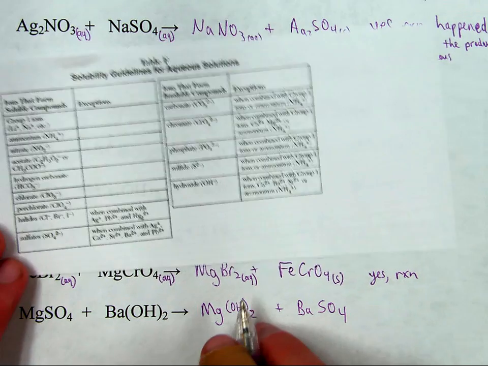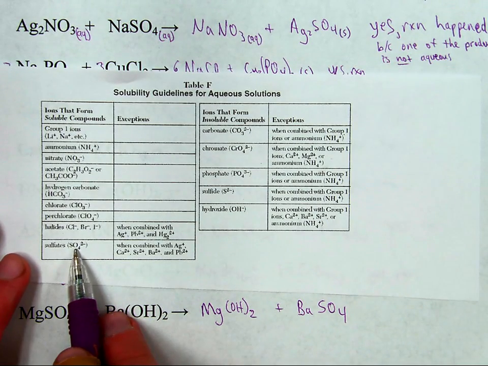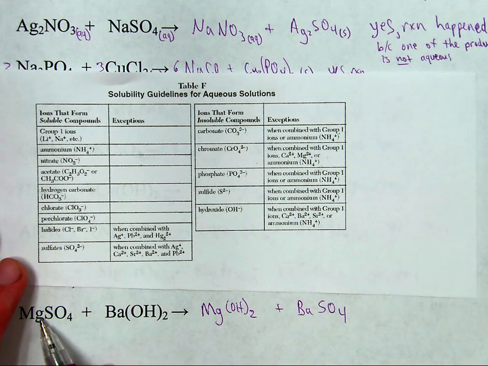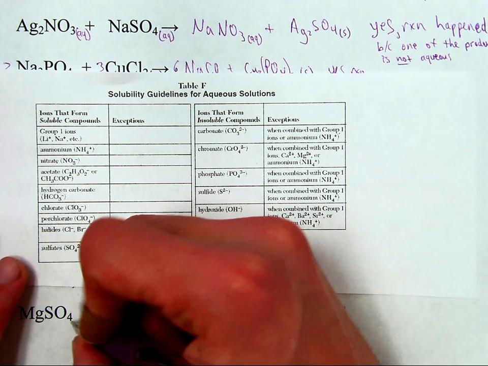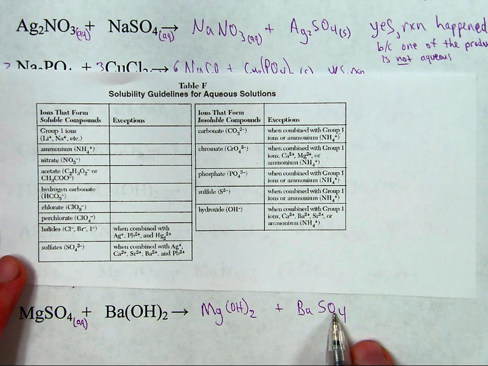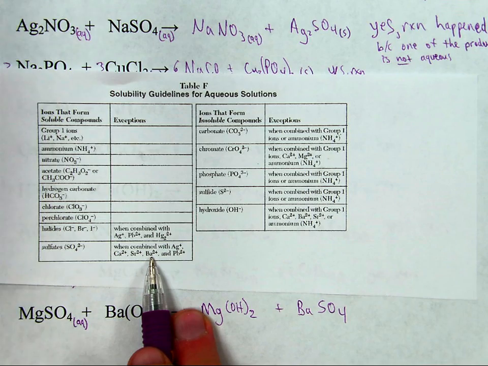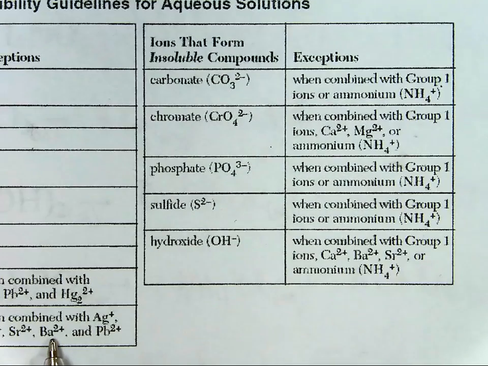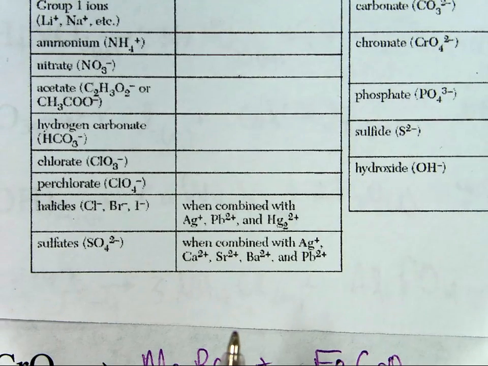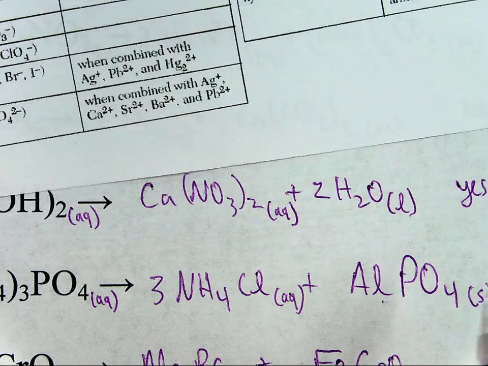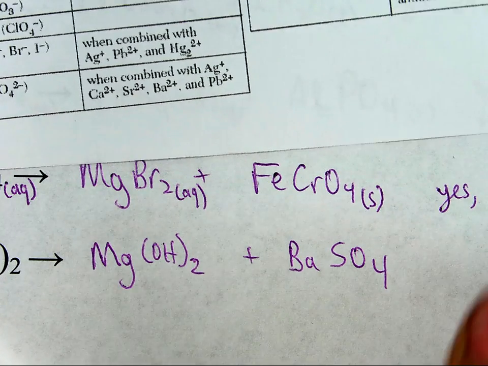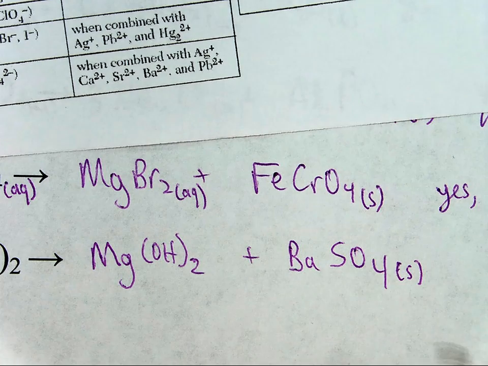Sulfates are soluble unless they're with one of the exceptions. Magnesium is not one of the exceptions, so yes, this sulfate will dissolve. AQ. How about this sulfate? Barium. Oh, look at that. Barium is one of the exceptions. Barium sulfate will not dissolve in water. So I'm going to put S here. I already know the reaction is going to happen, but let's finish this for completeness' sake.